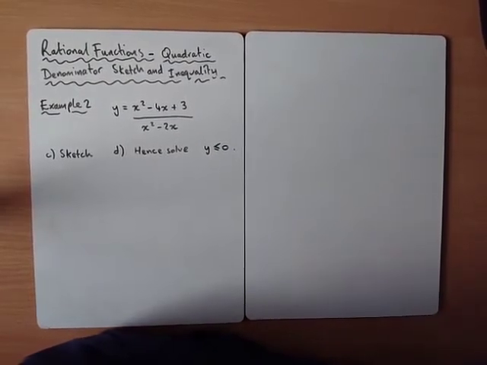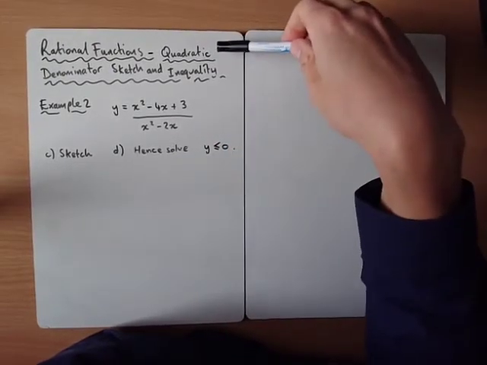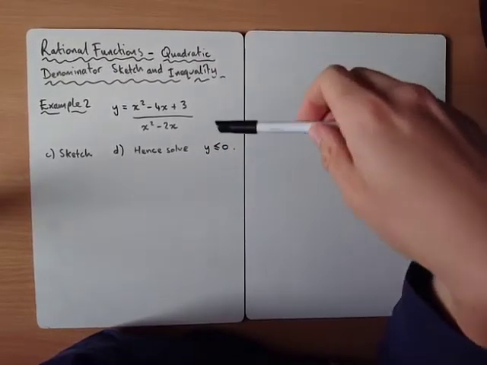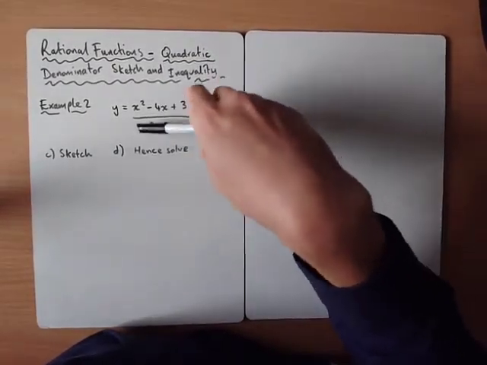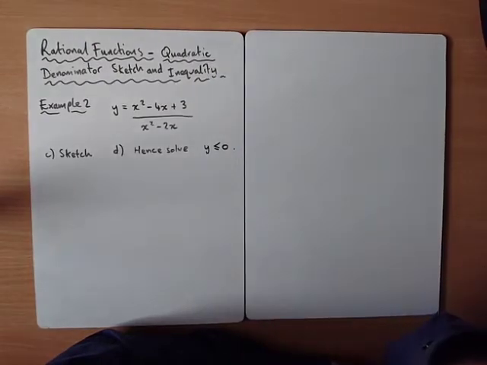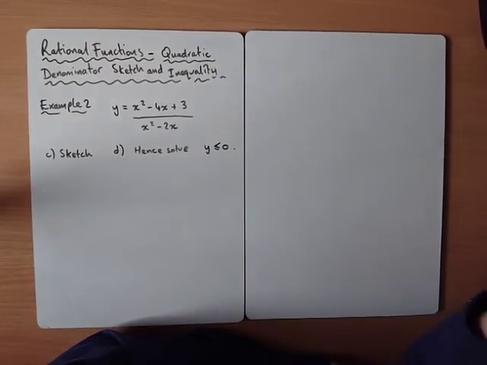Let's look at some more rational functions questions. We're going to focus on a new style where they've got a quadratic denominator. Obviously there's a little bit more going on here, because if there's a quadratic on the denominator, first of all we've got to think about asymptotes, vertical asymptotes, horizontal asymptotes.